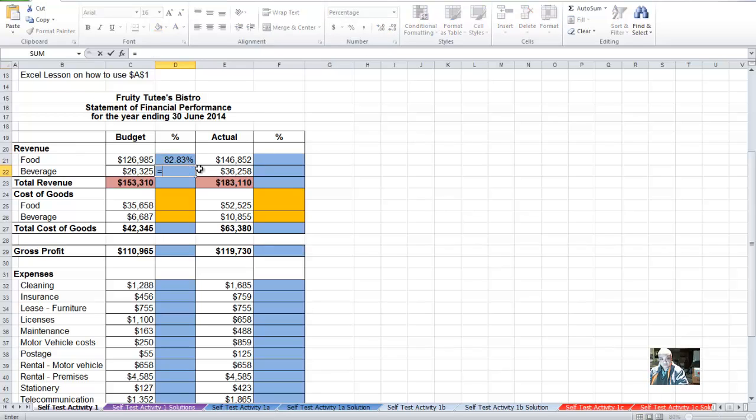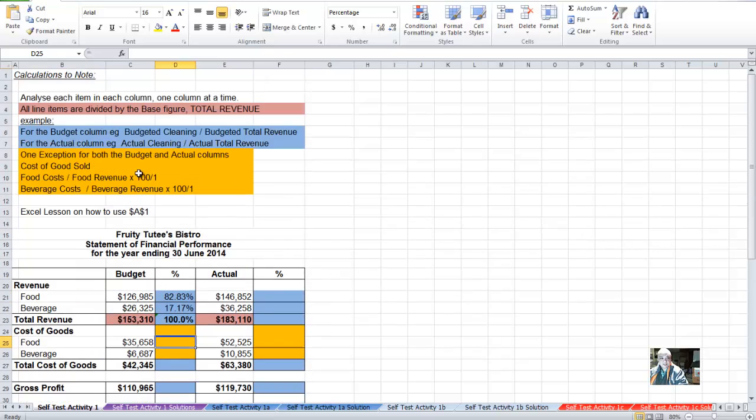Again, it's equals the line item, which this time is revenue beverage, divided by total revenue. And again, everything is divided by total revenue. There is one exception: equals total revenue divided by total revenue. Remember, everything is divided by total revenue in a vertical report. The only exception is this orange bit, so it explains it up here as well.